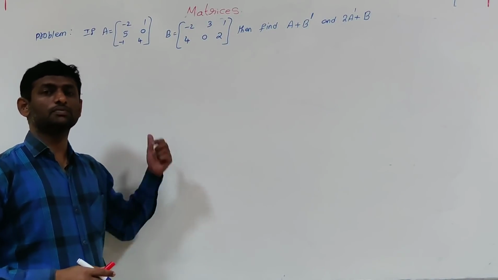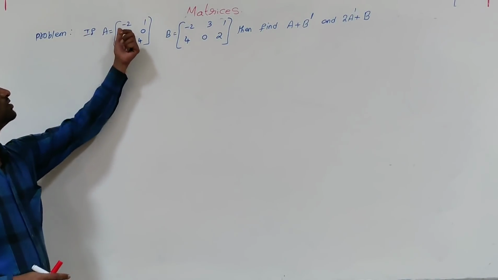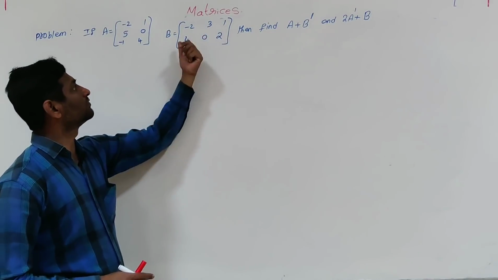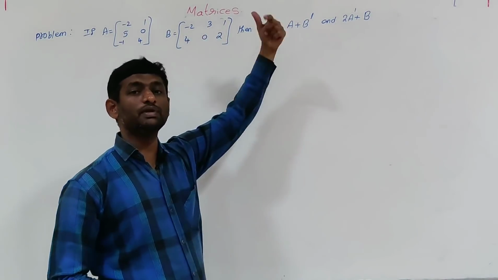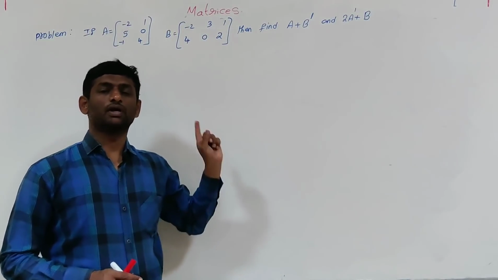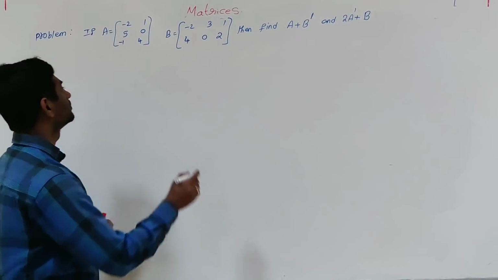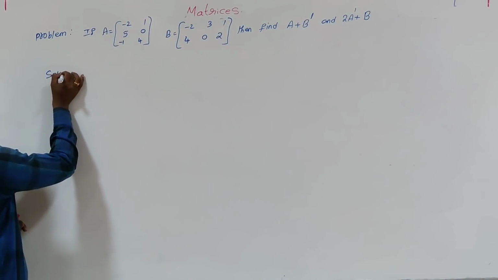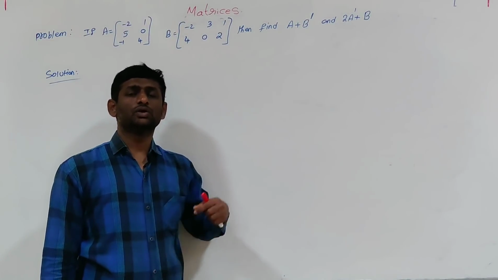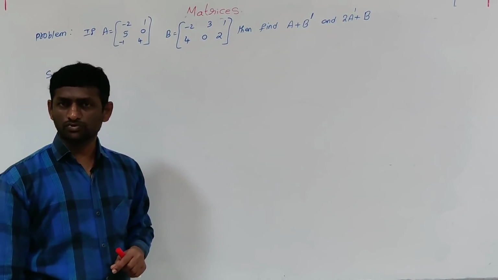Now we'll see the problem based on the transpose of a matrix. If A is equal to minus 2, 1, 5, 0, minus 1, 4 and B is another matrix with minus 2, 3, 1, 4, 0, 2, then find (A plus B) transpose. This is a problem which consists of addition of two matrices as well as transpose of a matrix. So what is the transpose of a matrix? Interchanging the rows and columns of a matrix gives the transpose of the matrix.